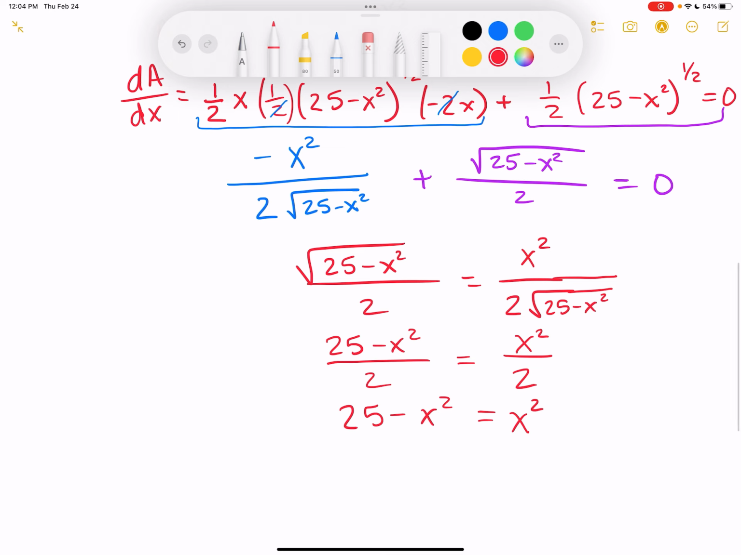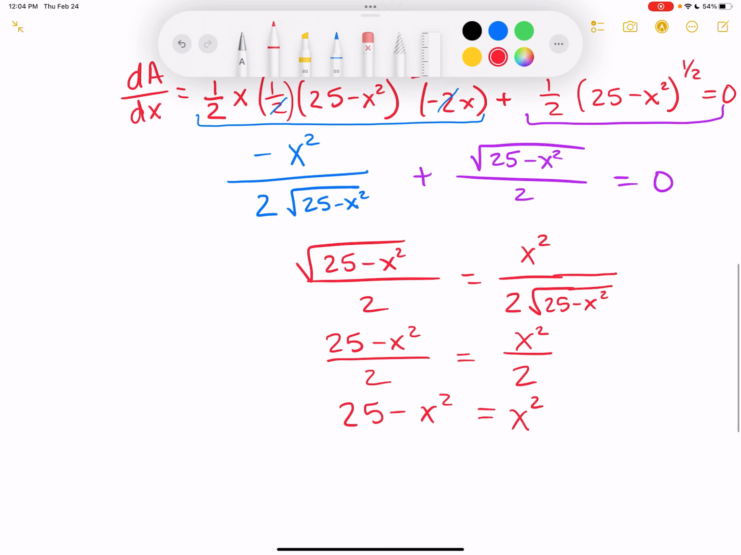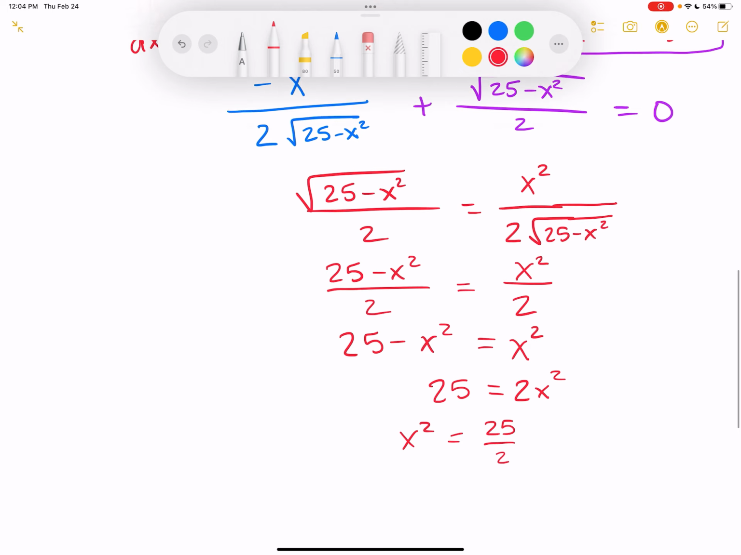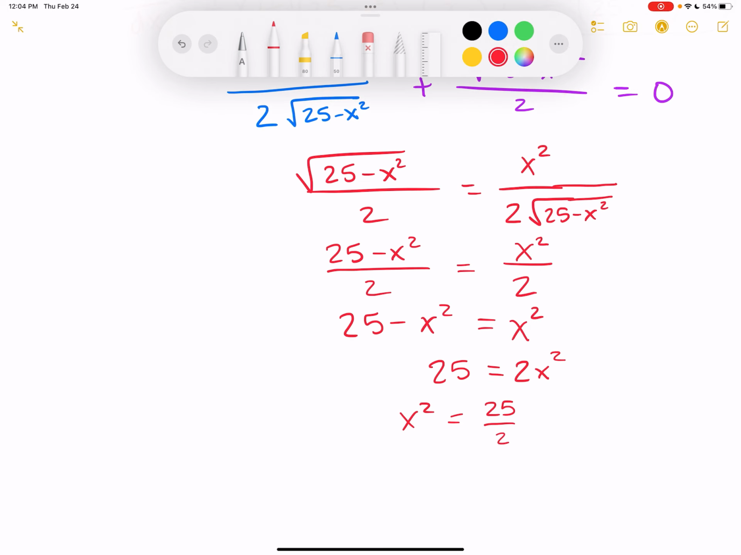I can add this x squared over. So I would have 25 equals 2x squared. Divide by 2. I'm going to put the x back on the left. So x squared is equal to 25 over 2. If I take the square root of that, x is equal to 5 over the square root of 2.